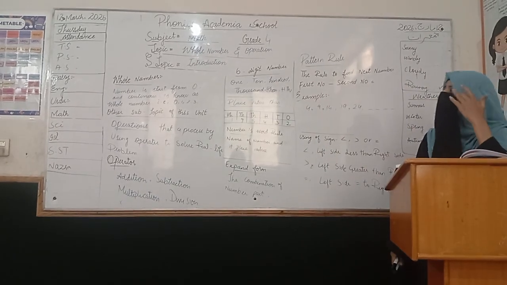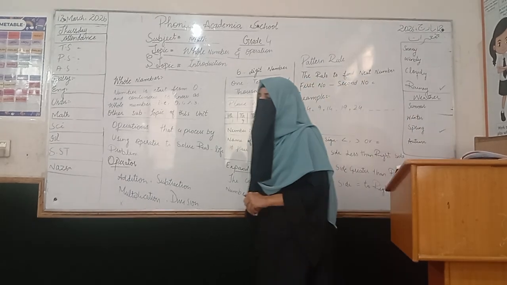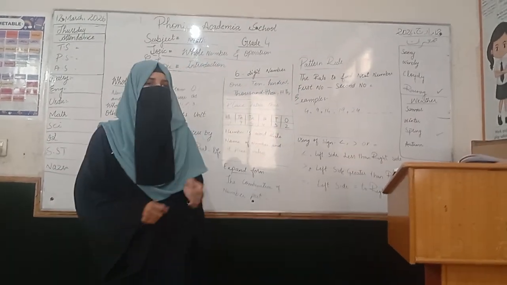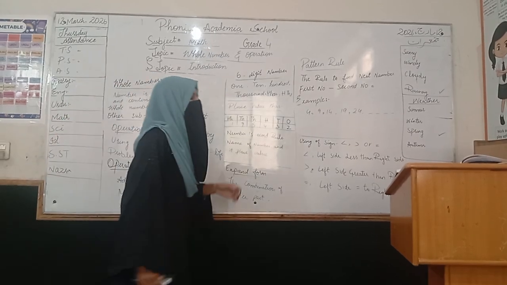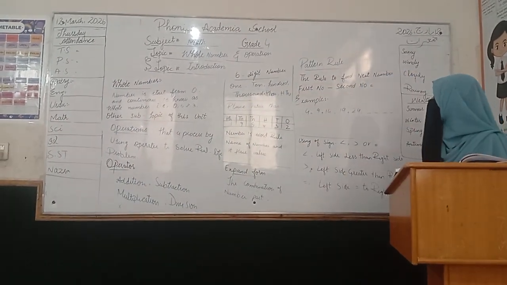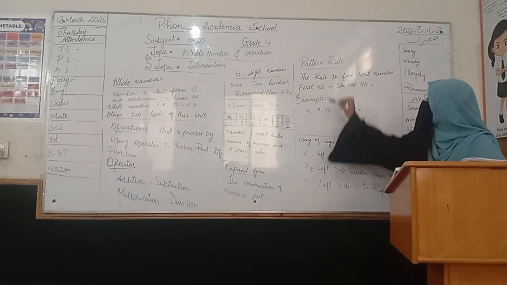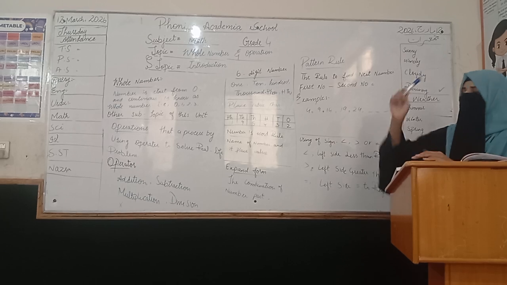Now we come to the number pattern rule. To find the next number, for example, you are given 2, 4, 6, 8 and they say write the next 2 terms. So how do you write these terms? You follow the number pattern rule. The number pattern rule is that the first number minus the second number gives the rule to find the next term.